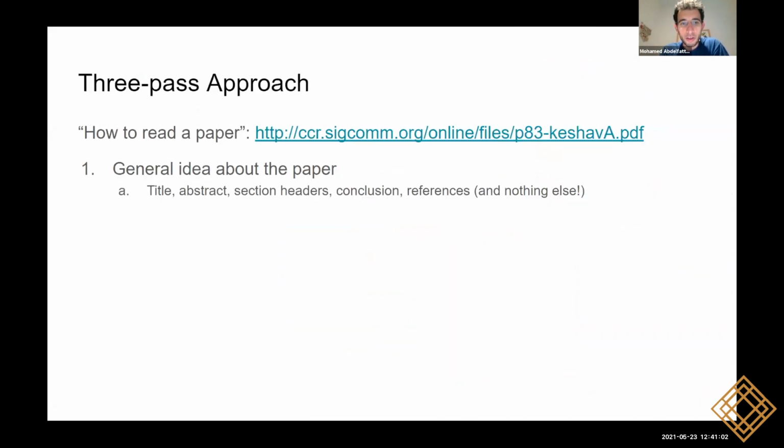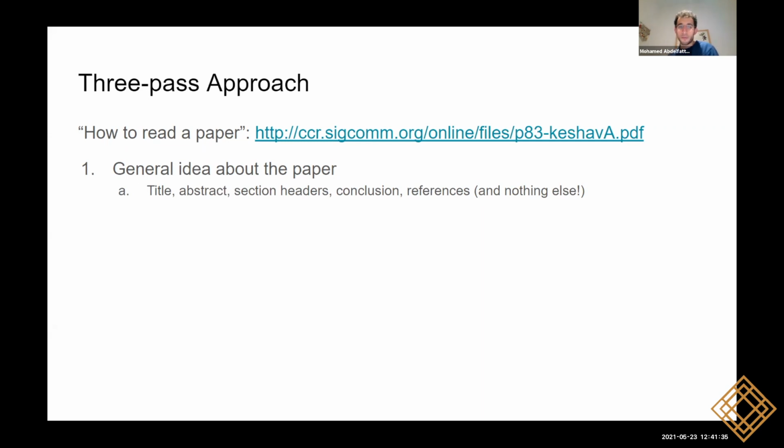So in the following few slides, I will describe something called the 3-pass approach. This is not really my idea. This is in this paper that I linked to here, and I can share those slides later as well. It's called How to Read a Paper. It's published in the SIGCOMM, Special Interest Group on Communications, research community, but I think it applies more generally as well.